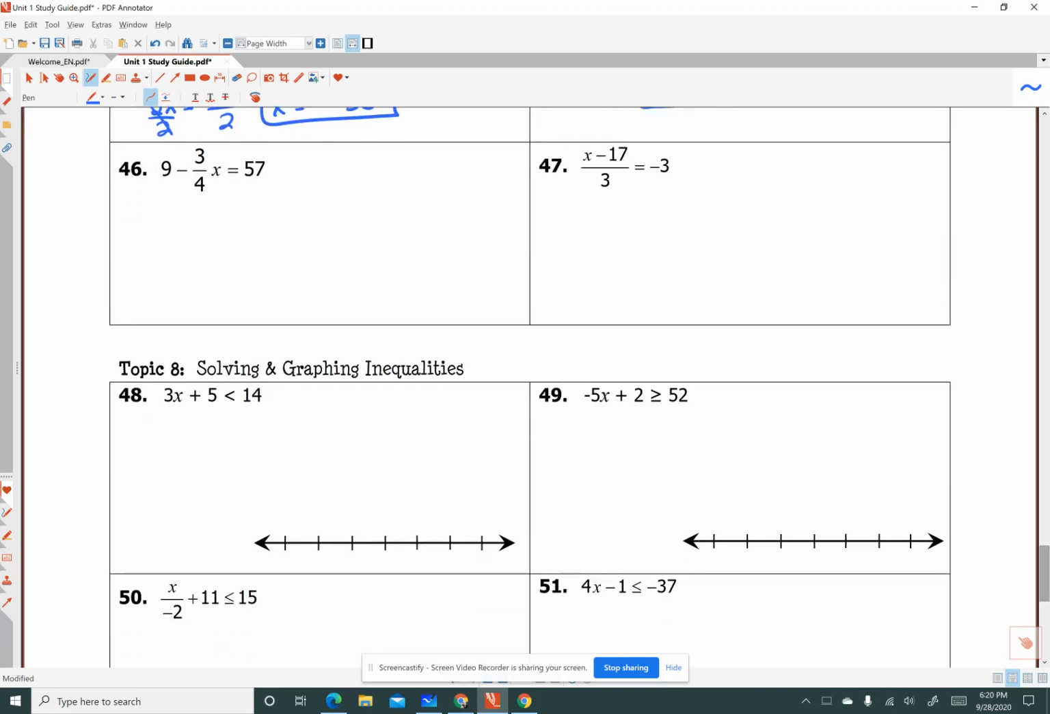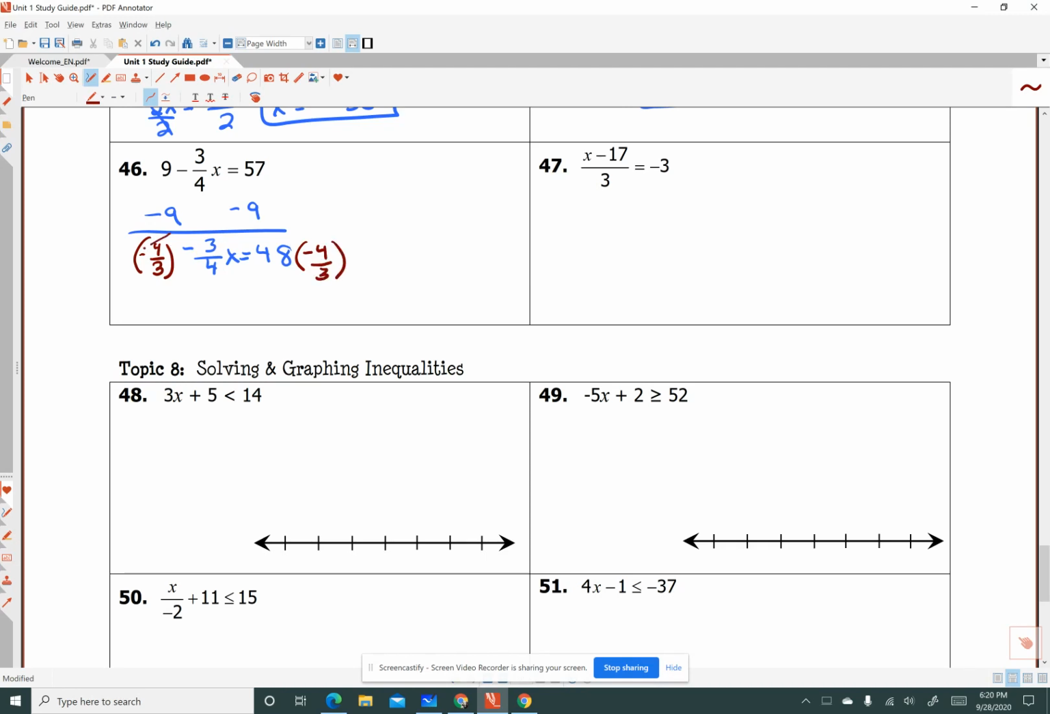Okay, here, the next one, I think the first thing I'll do is subtract 9 from both sides. And now I have negative 3/4 x equals 48. So let's do it the other way this time. I told you that there was kind of a couple of different ways of doing this. Let me just clean up a little bit here so I have some room. So I'm going to multiply this by negative 4 over 3. And whatever I do to one side, I have to do to the other.